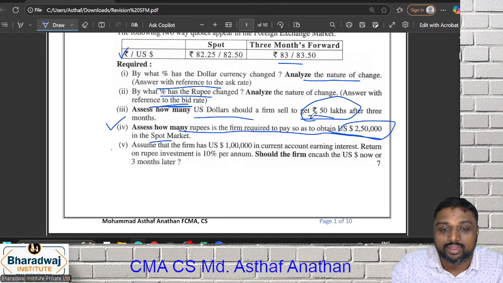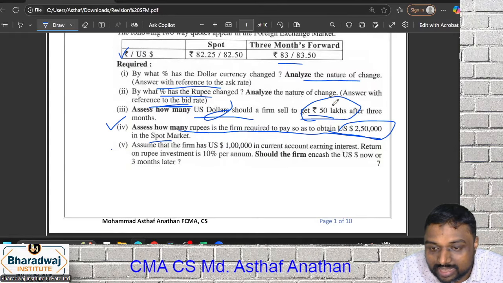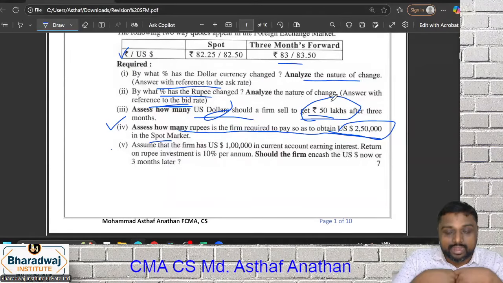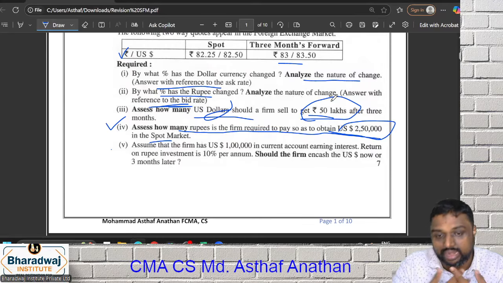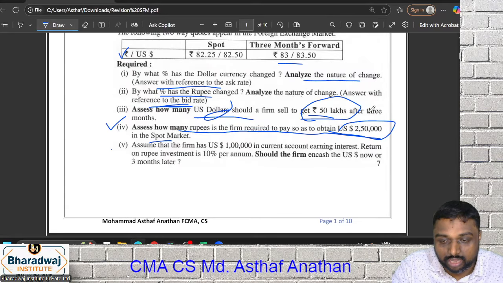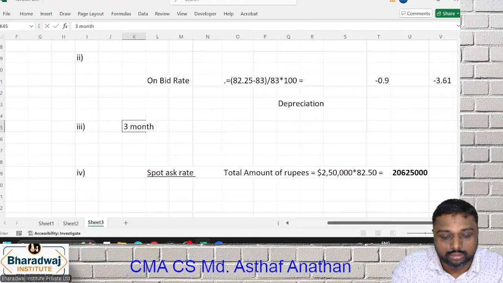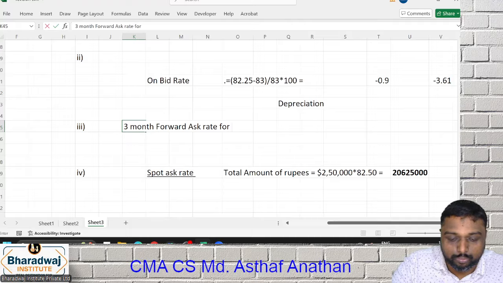So you want to get, don't look at the dollar perspective. What is the expression here? Rupees. So rupees you want to get. So you want to buy rupee. If you want to buy rupee, the bank is selling. The rate at which the bank is selling is called the ask rate. When you want it after 3 months, we want the 3 month forward ask rate for rupee.